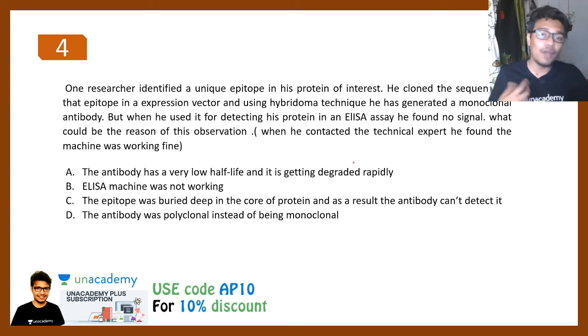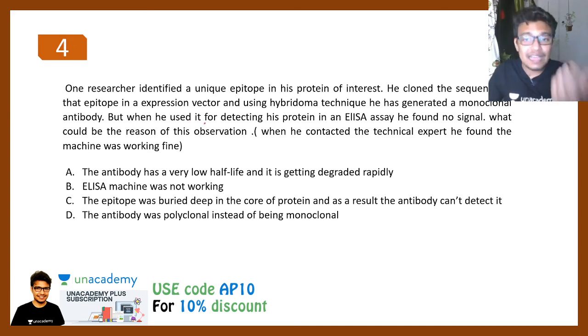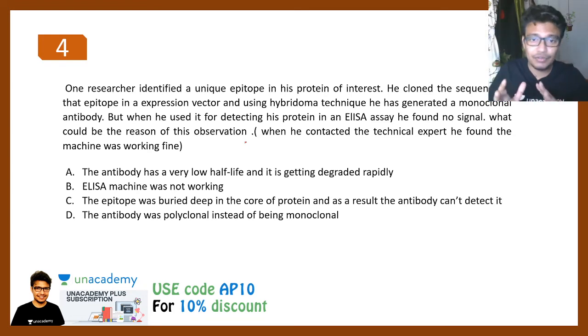This question says one researcher identified a unique epitope in his protein of interest. He cloned the sequence of the epitope in an expression vector. Using the hybridoma technique, he has generated a monoclonal antibody. But when he used it for detecting the protein in an ELISA assay, he found no signal, right? What could be the reason for this observation? So this is more of a TIFR style, thought-provoking question. Try to understand. The options are: the antibody has a very low half-life and is getting degraded rapidly. Option B says the ELISA machine might not be working.